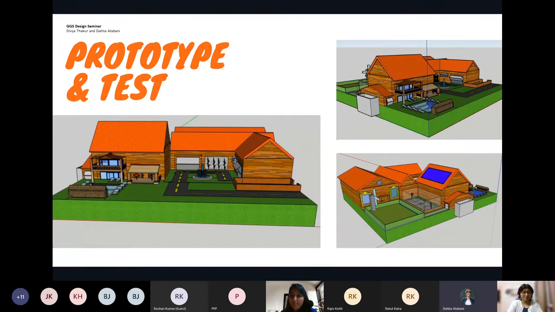So colleagues, any ideas to share, examples to share for how you deal with prototyping and testing for some of the final products that your students have created?